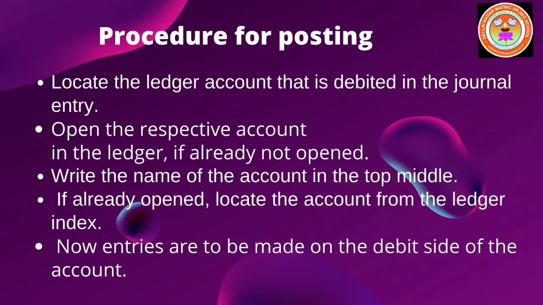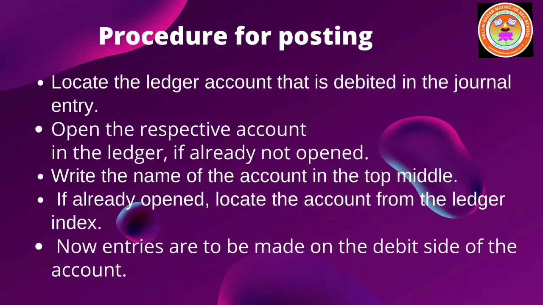Procedure for posting. The process of transferring the debit and credit items from the journal to the ledger accounts is called posting. The procedure of posting from journal to ledger is as follows. Locate the ledger account that is debited in the journal entry. Open the respective account in the ledger, if not already opened. Write the name of the account in the top middle. If already opened, locate the account from the ledger index.